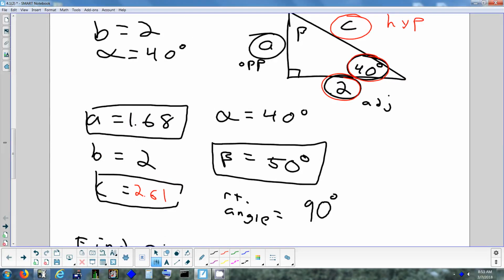Okay. So if I add 1.68 and 2, it's 3.68. That's bigger than C. 2 and 2.61 is 4.61. That's bigger than A. 1.68 and 2.61, that's 4 point something.